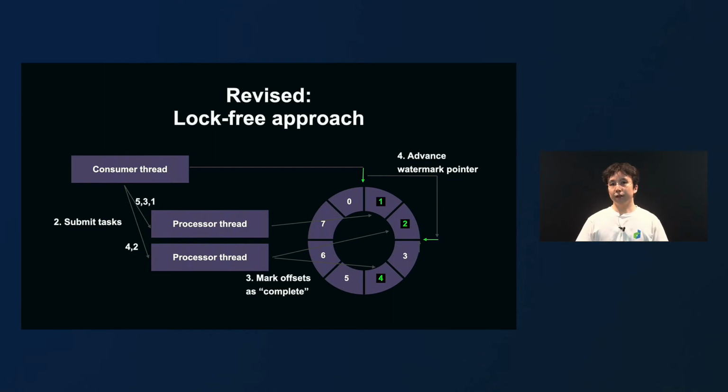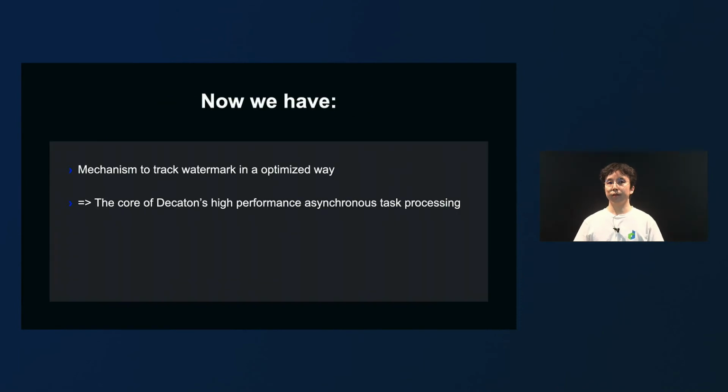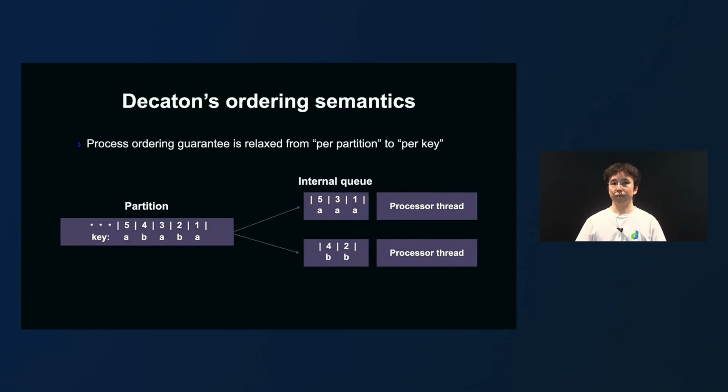This way, each processor thread will mutate only the offset it has processed, which is a unique reference in the ring buffer, and therefore does not need a lock. As a result, lock contention, a problem with the initial approach, has been eliminated, and watermark tracking is now a nearly negligible part of the overall process. In this way, we have an optimized watermark tracking mechanism. This mechanism is the core of Decaton's high-performance task processing.